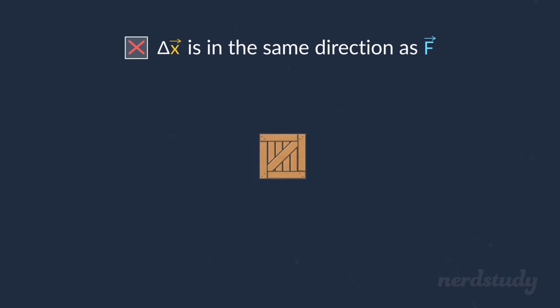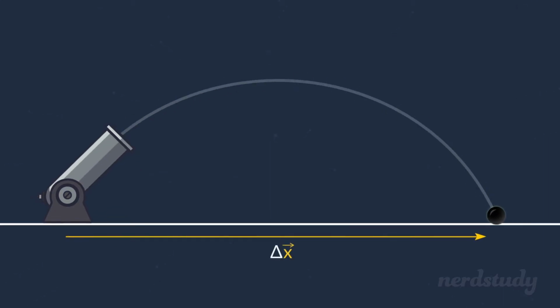Doesn't it seem a little bizarre to have a force pointing in one way and the displacement pointing in the other? After all, if an object is being pushed on by a force, shouldn't it be displaced in the same direction as the force? Actually, not always. Let's say we've got a cannon that shoots a cannonball. The displacement is horizontal, but what about the force? Well, once the cannonball is in the air, the only force that applies is gravity, which is vertical. So here's a situation where the force and the displacement are in different directions.